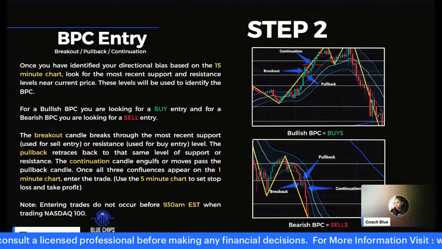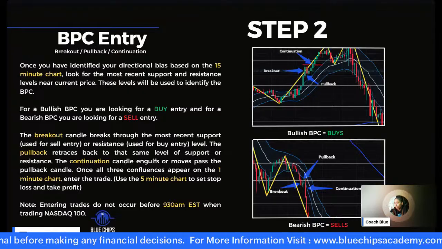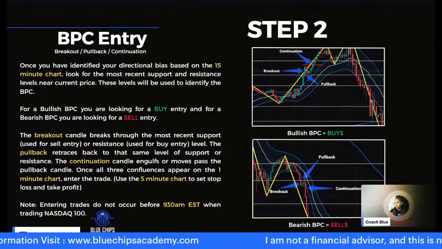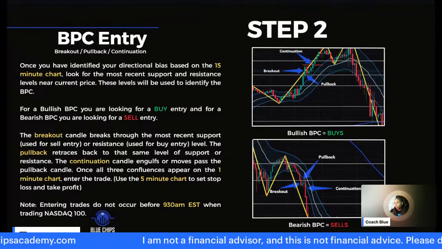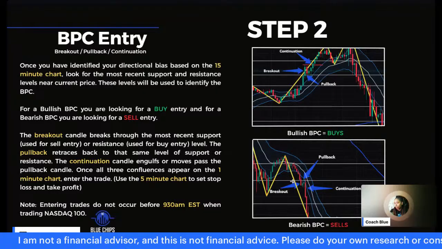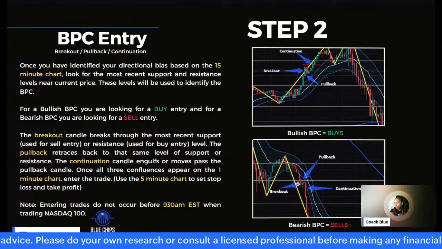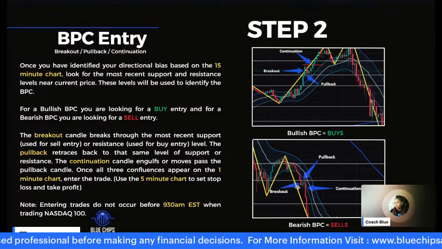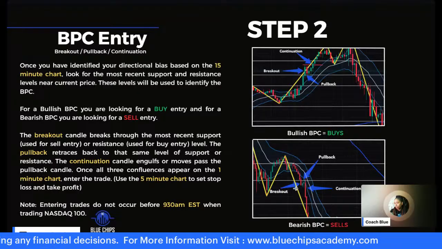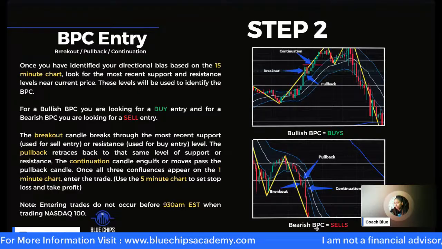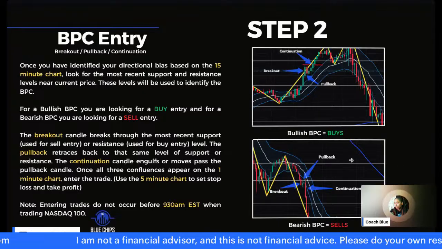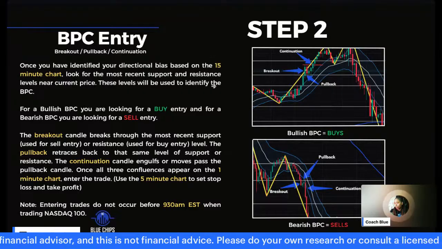So now with the sell, it's a little different. With the sell, we're looking at the BPC, and we're looking for the breakout to break through the level of support now. So in this example here, this is our support. This is our resistance. We had a bearish candle that broke through support. It pulled back to that same level. And then that continuation candle broke past our pullback area. Once we see those three movements, we enter the trade for a sell. So that's what we look for in regards to a trade.